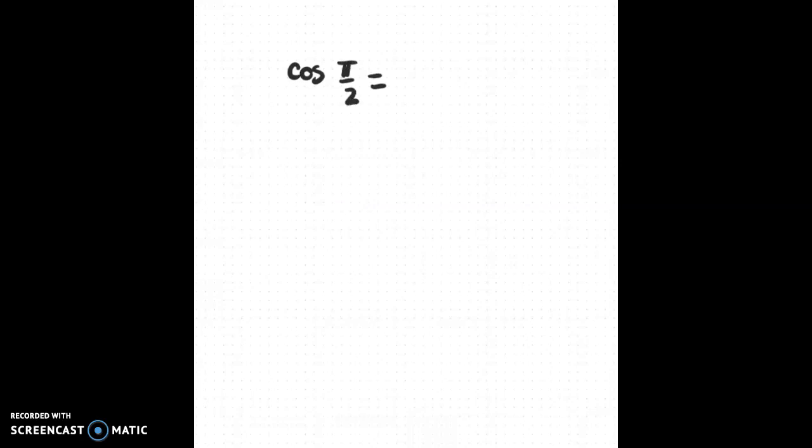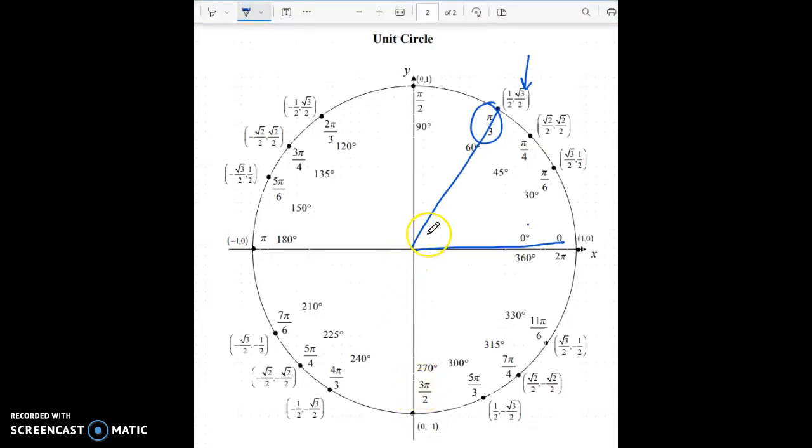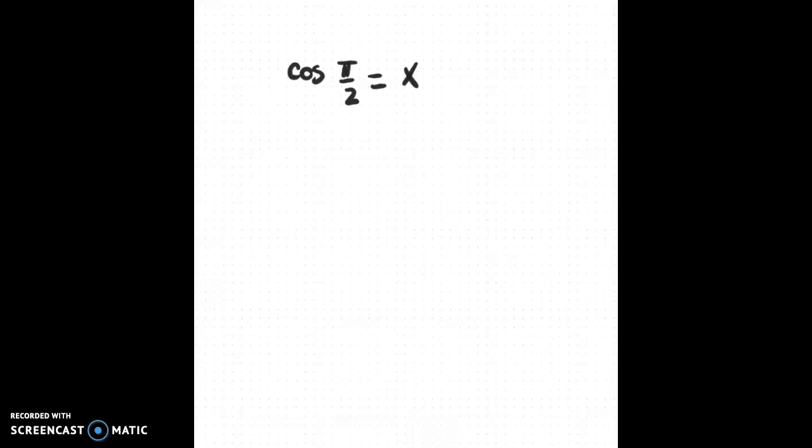Well, the cosine on the unit circle is the x value. So when I go back to my unit circle, I look for pi over 2. It's right here. And the x value there is 0. So my answer here would be 0. Let's try a few more.